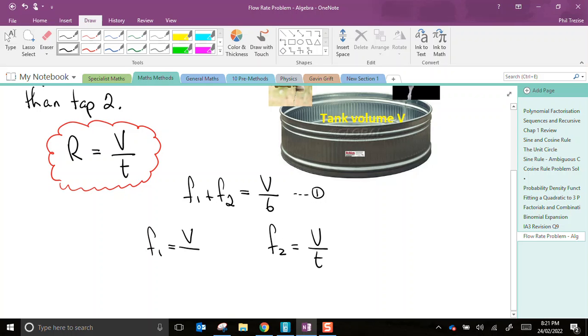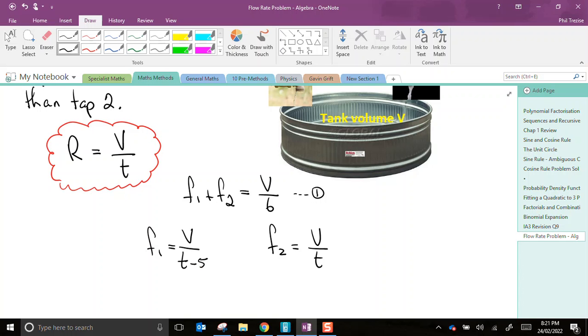Now the time that tap number two takes to fill would be a larger amount of time. So this value t that I've put in here, because I'm assuming tap number two is the slow tap, would be the longest amount of time. So if this one was 5 hours faster, it would be t minus 5. That seems logical, doesn't it? Faster tap, shorter amount of time to fill the same tank.